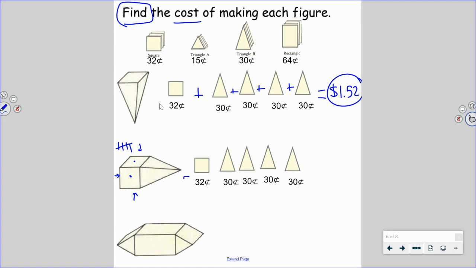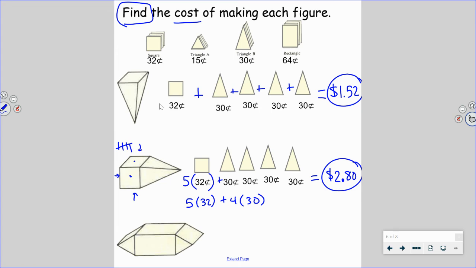So 5 of these 32-cent pieces, you could even write it like that, 5 32-cent pieces, 4 30-cent pieces. In order to find the total cost, we would add everything together. In so doing, 5 32-cent pieces, 4 30-cent triangles, add that up. Final cost here would be $2.80. And again, I would encourage you to pause, try the next one on your own.